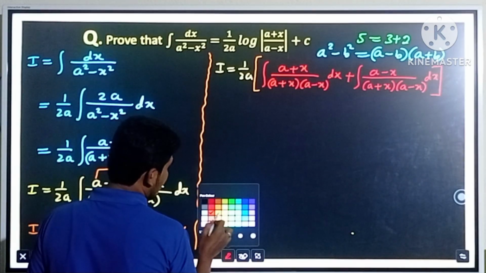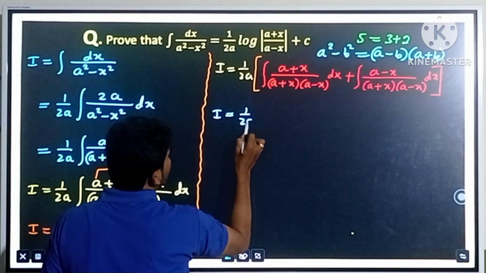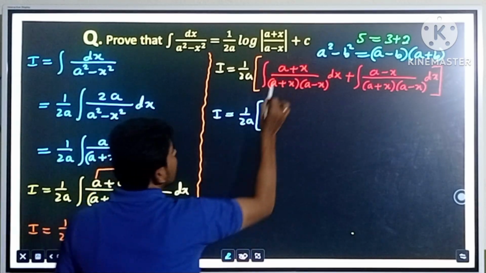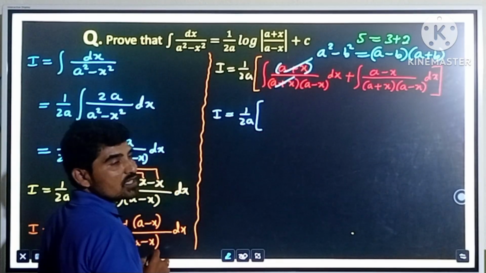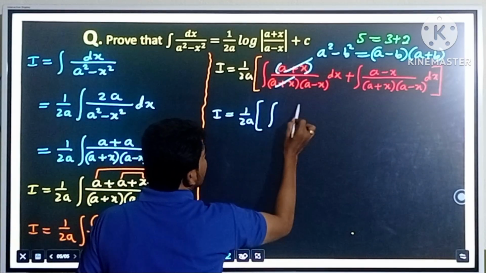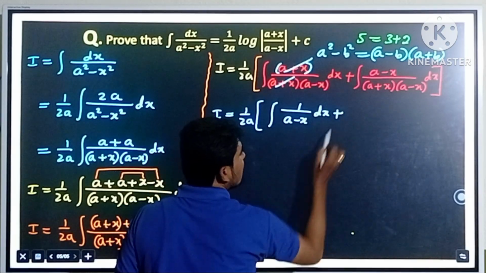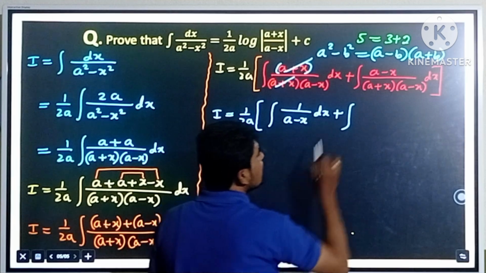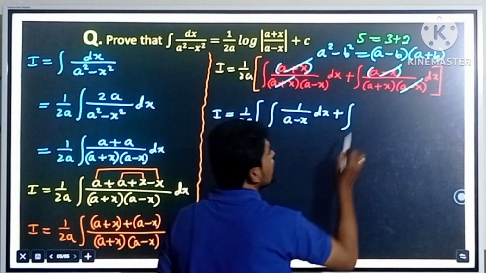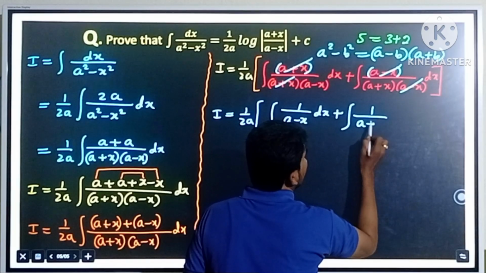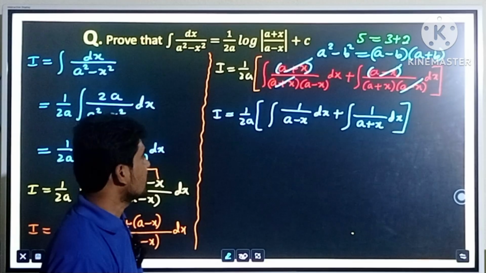Now observe here, I is equal to 1 by 2a into, see here, in the first integral I can cancel the factor a plus x from numerator and denominator, remaining integration of 1 divided by a minus x dx, plus integration of, in the second integral also I can cancel the factor a minus x from numerator and denominator, remaining 1 divided by a plus x with respect to x. I hope all of you are understanding.